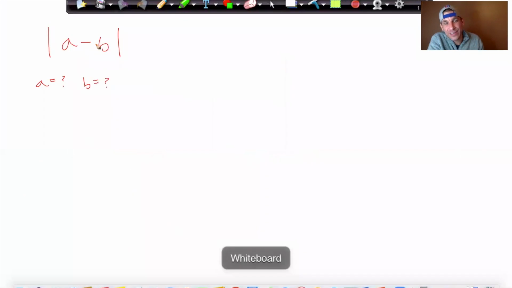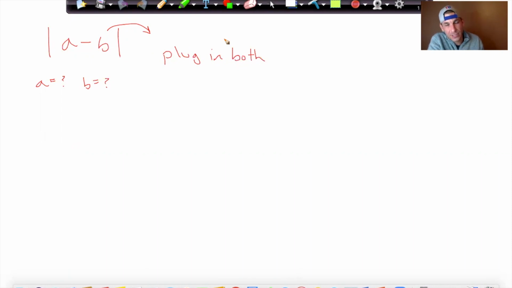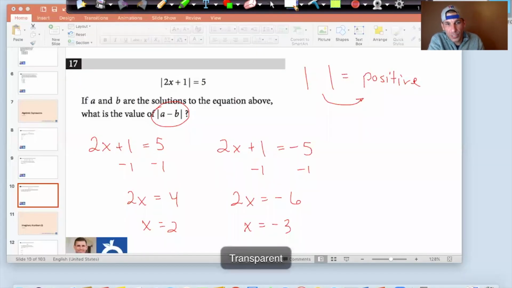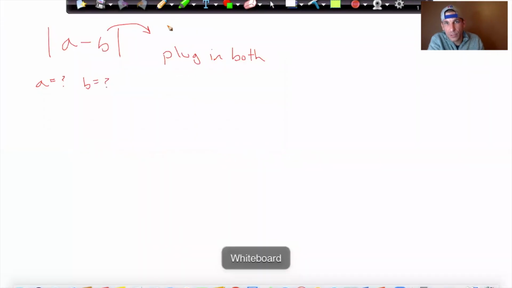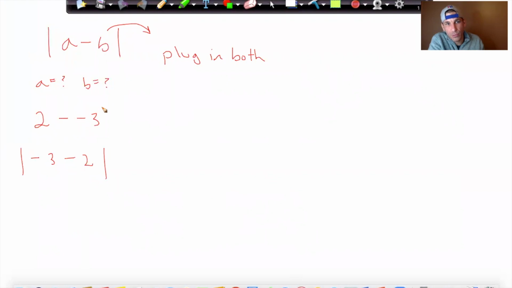And the reason that they can do this on purpose is because it's an absolute value for this type of problem. So my advice would be to plug it in. Plug in both. And if you end up getting the same answer, then it's definitely right. So here's what we're going to do. We're going to plug in 2 and minus 3, and then we're going to plug in minus 3 and 2 in reverse. So we're going to do 2 minus negative 3, and then negative 3 minus 2, and I'm going to put absolute values on both, like this, okay?